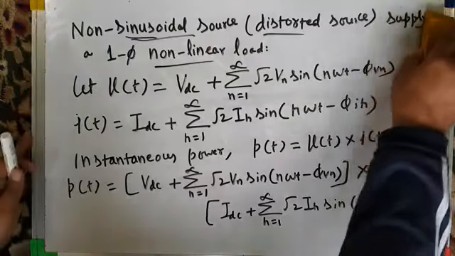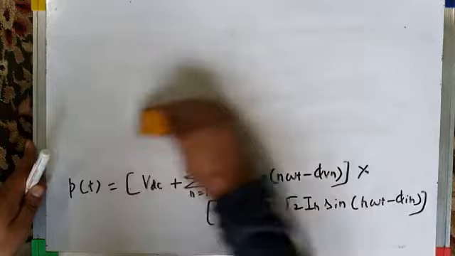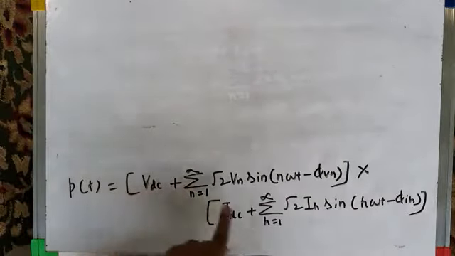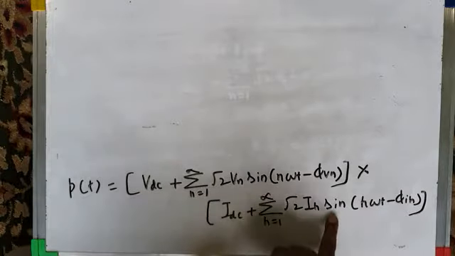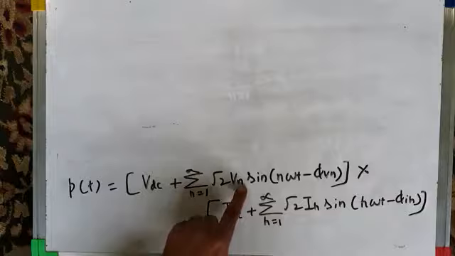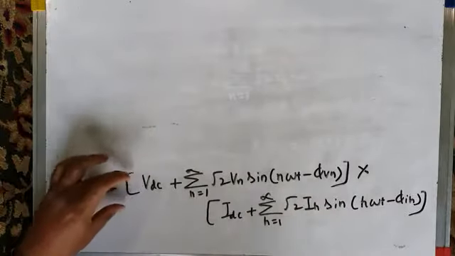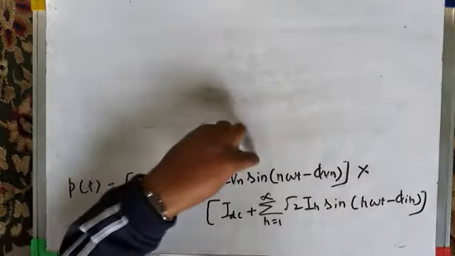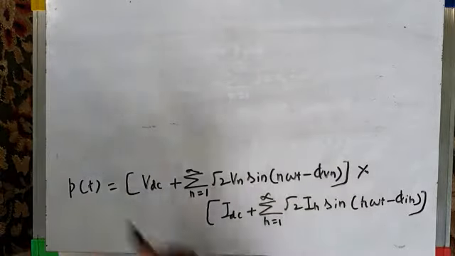Let us try to simplify this equation. Now the first term will be the product of VDC with IDC. The second term will be VDC multiplied by this term. Third will be VDC multiplied by this, and fourth will be VDC multiplied by this. So it is the product of voltage and current. In the voltage you have two terms, and in the current also you have two terms. Find the product, that will give you the instantaneous power.